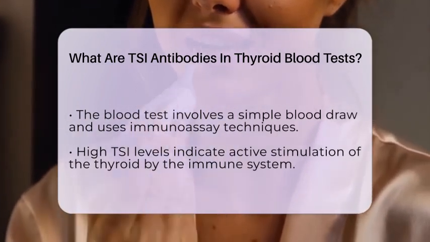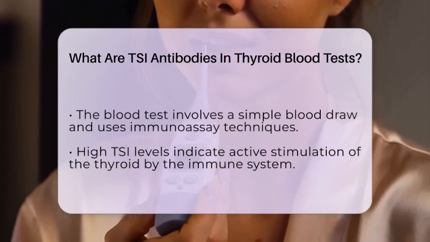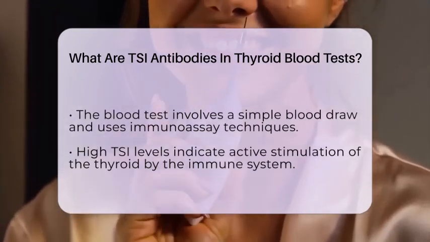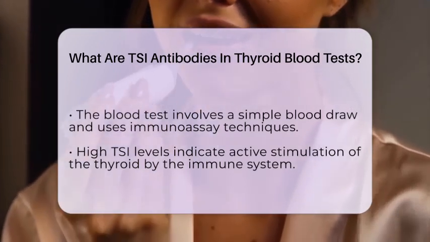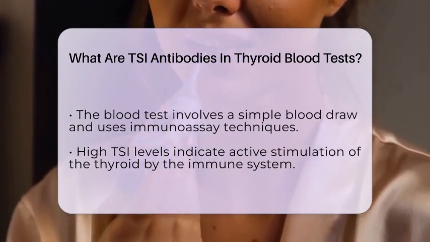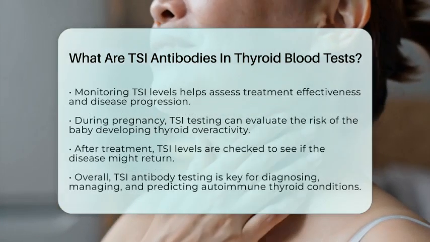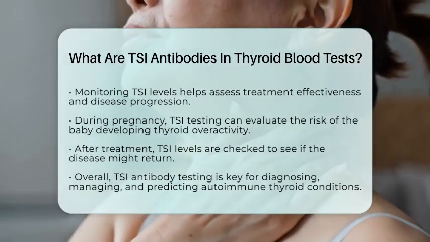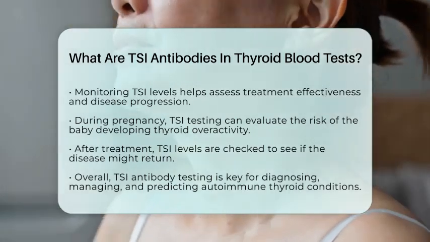For example, if TSI levels decrease over time, it may mean the disease is coming under control. In pregnancy, measuring TSI can also help assess the risk of the baby developing thyroid overactivity, known as neonatal thyrotoxicosis, especially if the mother has a history of Graves' disease. After treatment, doctors may also check TSI levels to see if the disease might relapse.